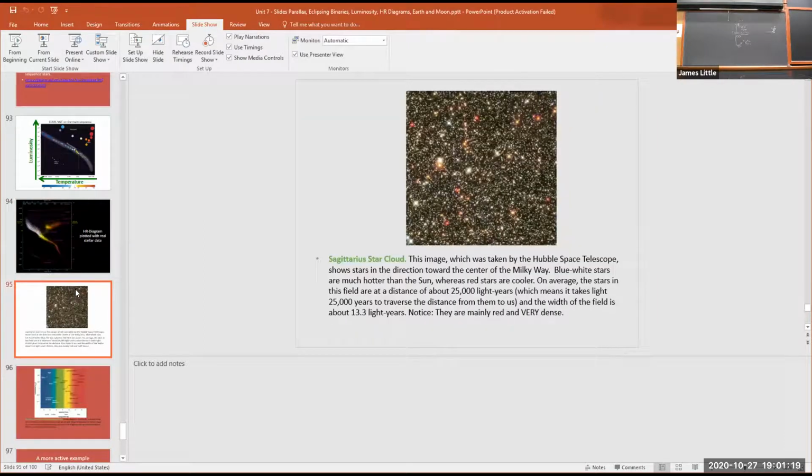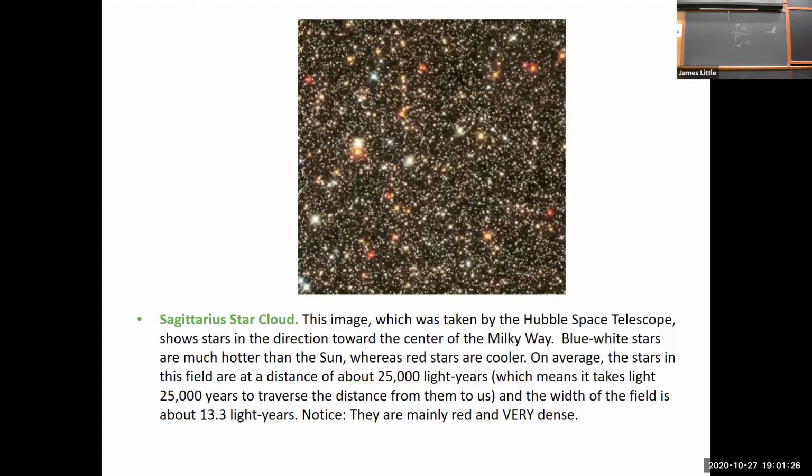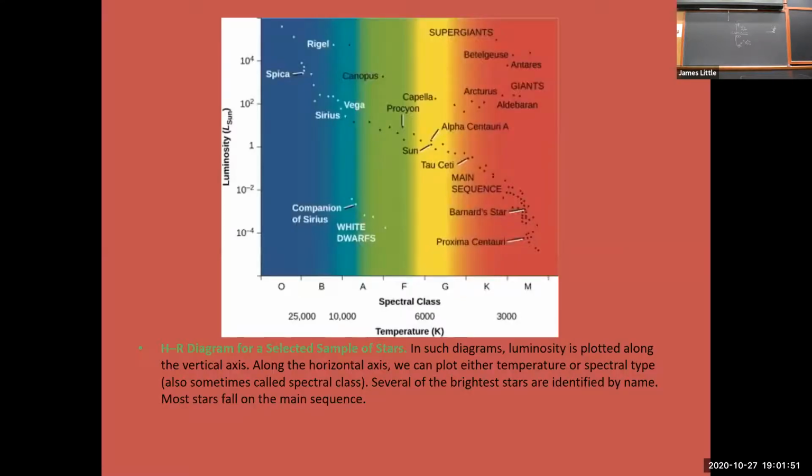So there's an HR diagram with real stellar data. Here again is a picture of a field of stars, just to really emphasize stars do have different colors. The blue-white stars are much hotter than the sun. The red stars are much cooler than the sun. On average, the stars in this field are about 25,000 light years away, and the width of the field is about 13.3 light years. This is a pretty dense cluster of stars.